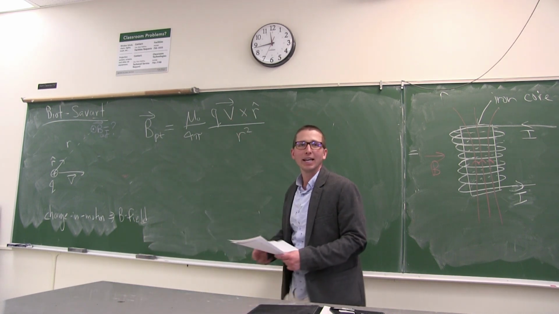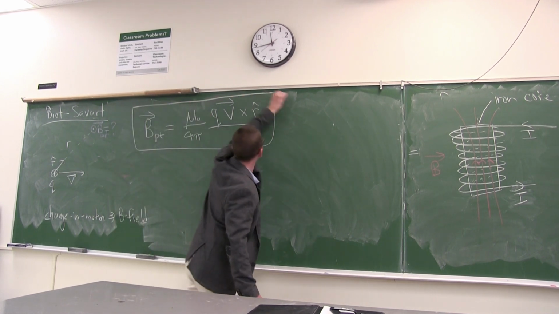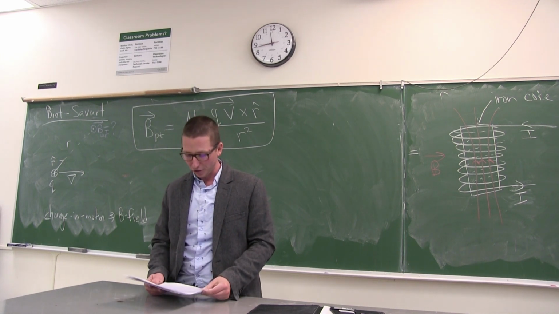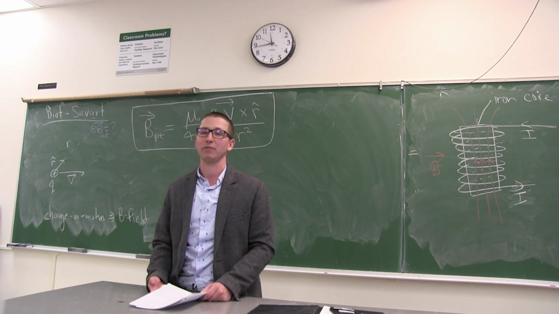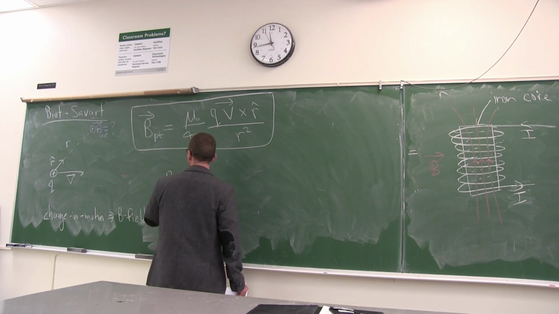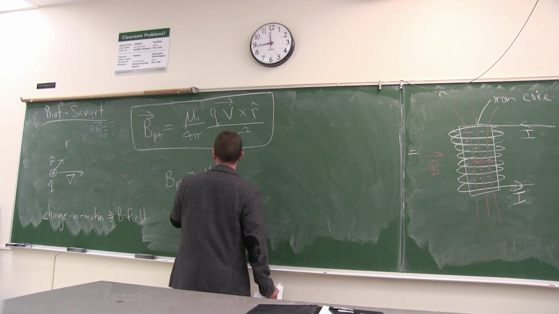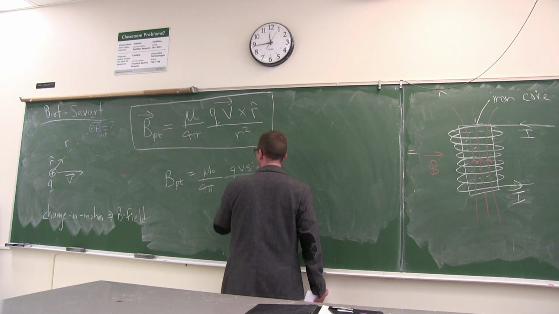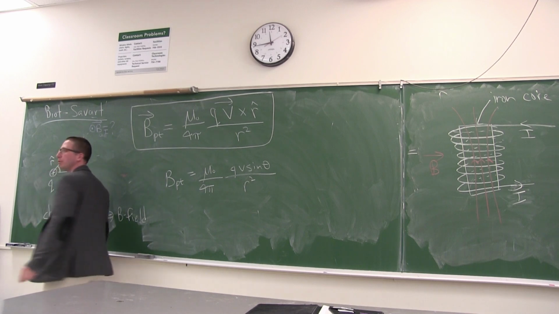Now this is not something I derived, but you can think of it as a law which was discovered. You can't prove that it's true, but it turns out that this is the way that magnetic fields behave. So if I was to write just the magnitude of this equation, B due to the point charge is mu naught over 4 pi, times Q, V, sine theta over R squared, where theta is that angle between R hat and V.